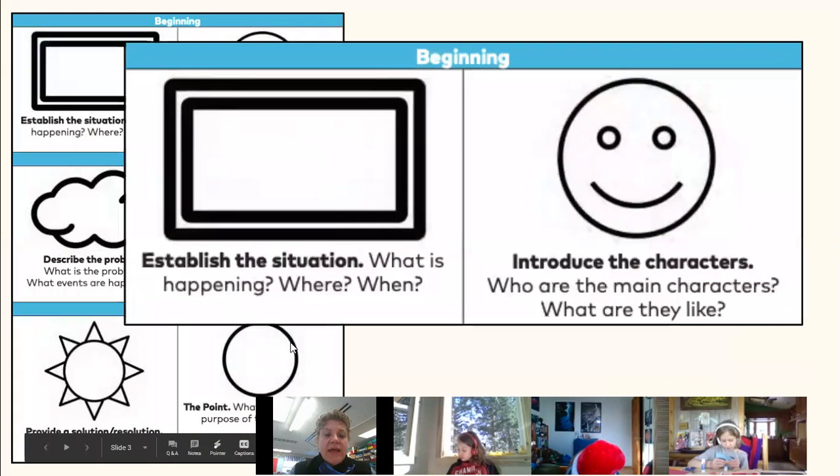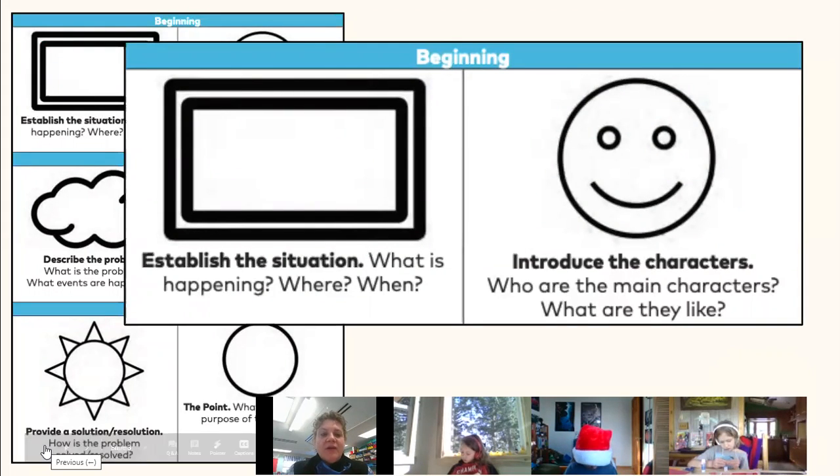Let's remember the different symbols that went along with the essential parts of a narrative. Today we are going to focus on just two of them, at the beginning of our story. I know some of you are eager to get to the exciting parts of your story, the problem and the solutions. I know some of you said you were super excited about your idea.